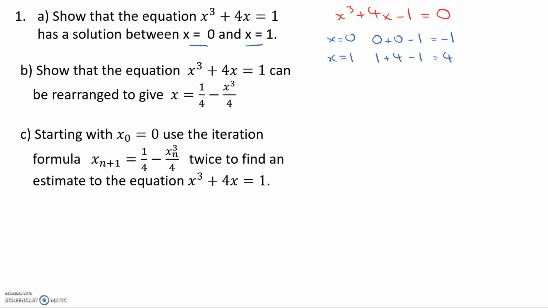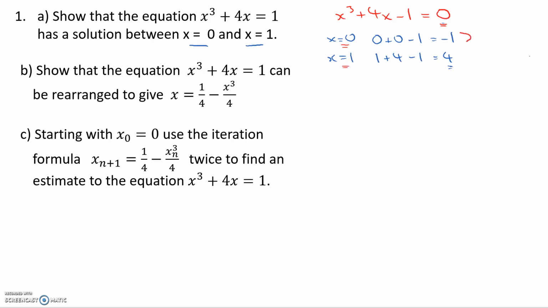So when x is 0, we get an answer of negative 1 instead of 0. When x is 1, we substituted x equals 1 in, we got an answer of 4, which is greater than 0. So x equals 0 substituted in gives us an answer of negative 1. x equals 1 substituted in gives us an answer of 4. Somewhere between negative 1 and 4, we must get the required answer of 0. Therefore, somewhere between our substituted values of 0 and 1 must be the actual solution. Okay, x must lie between 0 and 1.